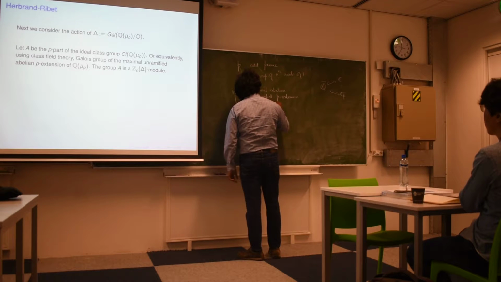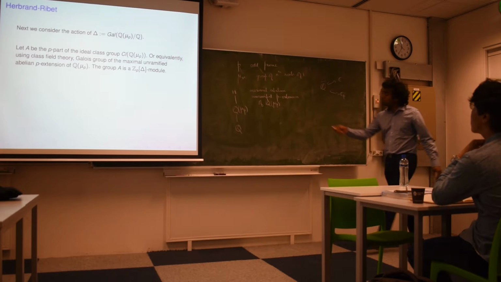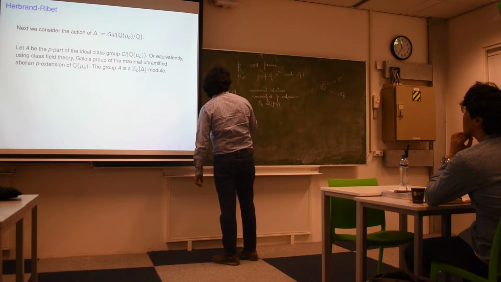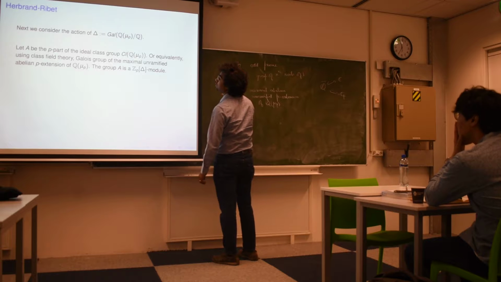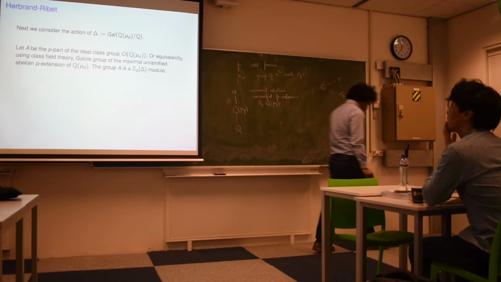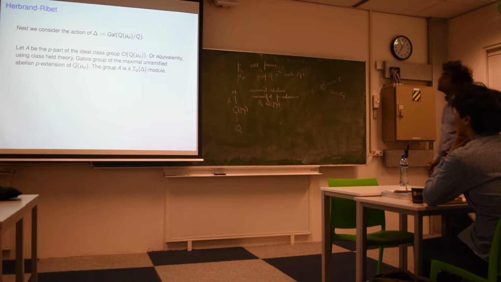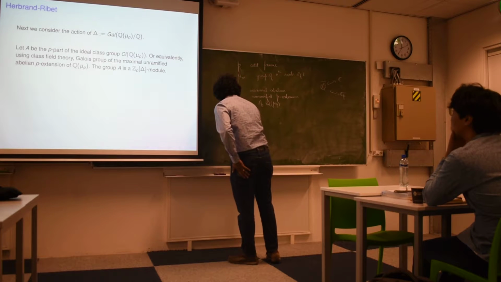Okay, so p extension meaning the order of the Galois group here is a power of p, and I denote this Galois group by A. Using class field theory, this is the same as the p part of the ideal class group. Okay, and this Galois group is delta.